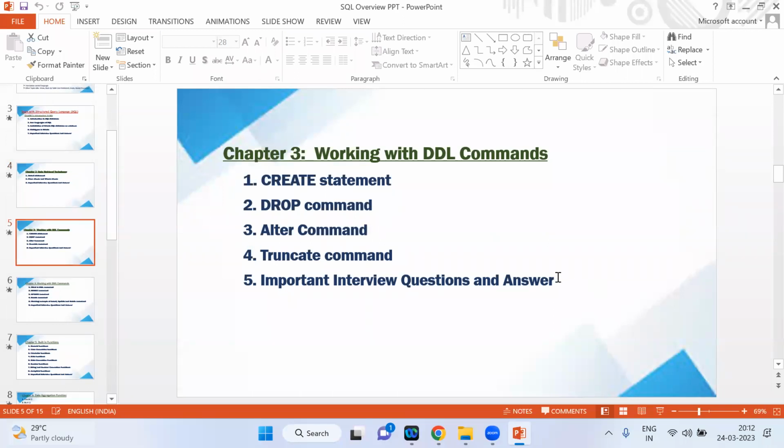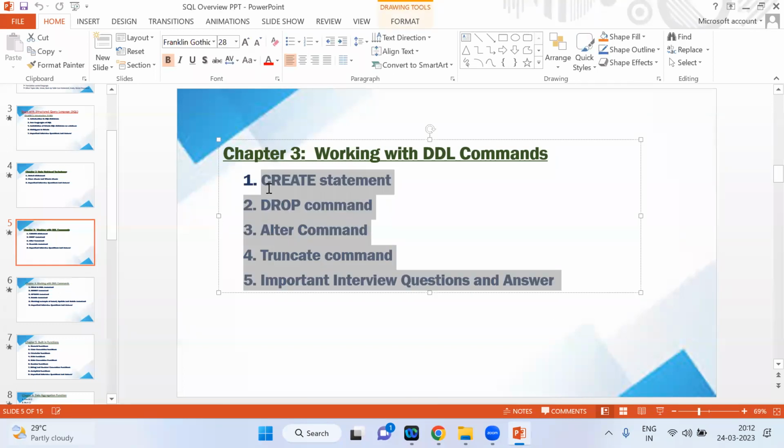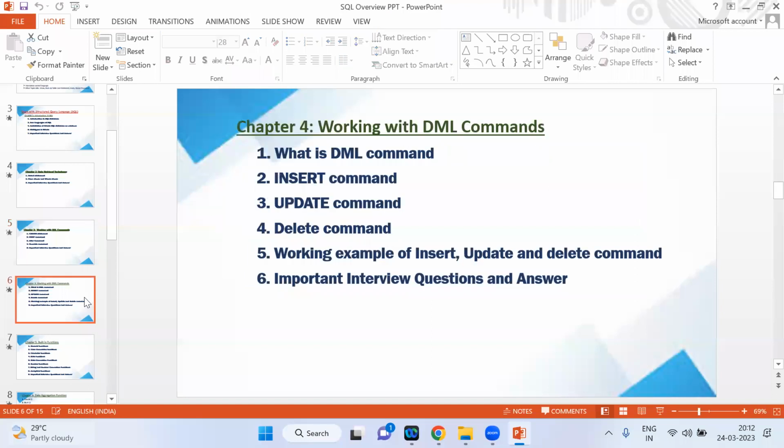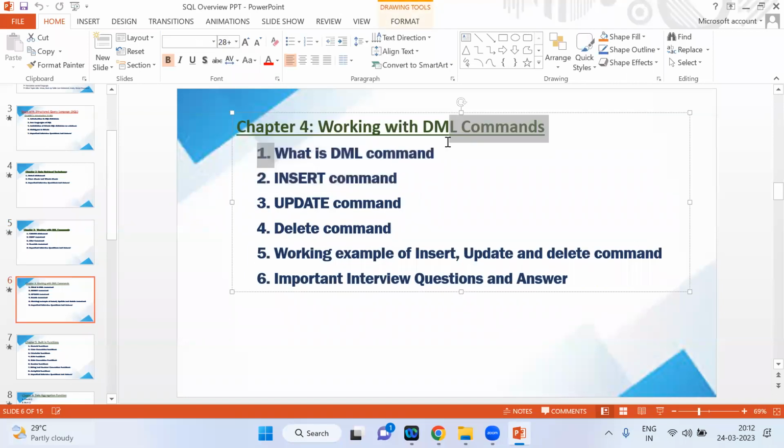Next chapter onwards, how to create new tables in a database. What is the drop command, alter command, truncate command? This is all part of DDL command. So these are the topics we are going to learn. Next topic will be your DML command. In DML command, insert, update, and delete commands will come. So we are going to learn working examples with insert, update, and delete commands.